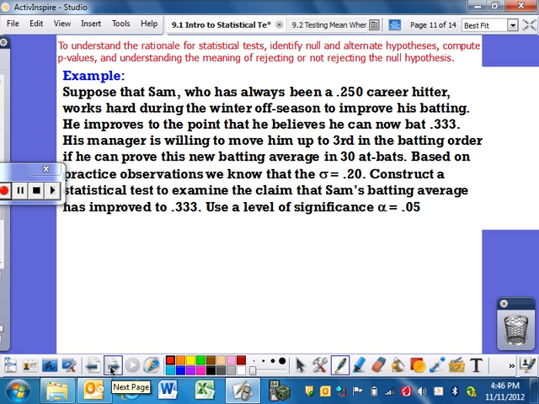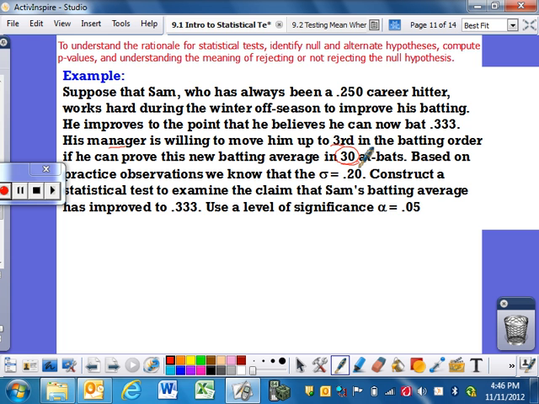Suppose that Sam, who's always been a .250 career hitter, works hard during the winter and the off season, and he thinks he can now bat .333. So he's going to raise his batting average from .250 to .333. Instead of getting a hit 1 out of every 4 at-bats, he's going to get a hit 1 in every 3 at-bats. And the coach says he'll move him up in the batting order if he can prove his new batting average within 30 at-bats.